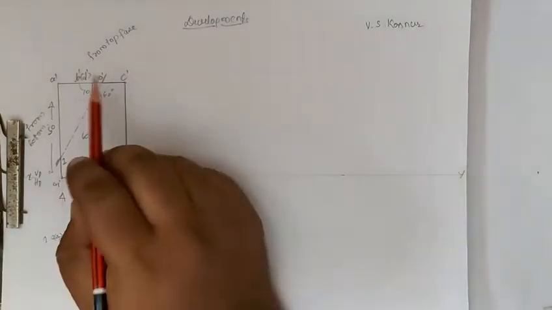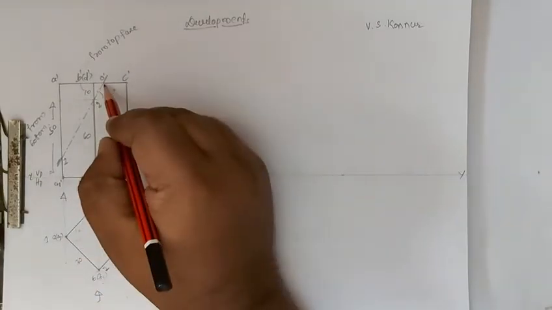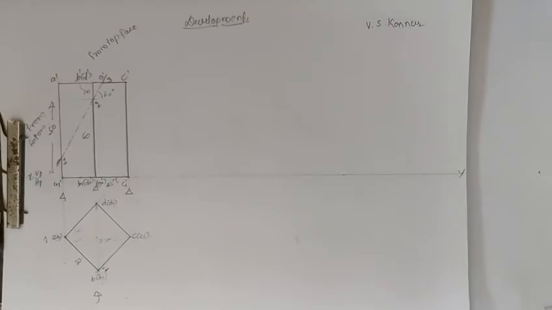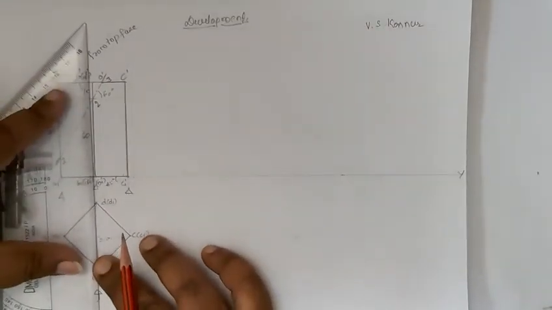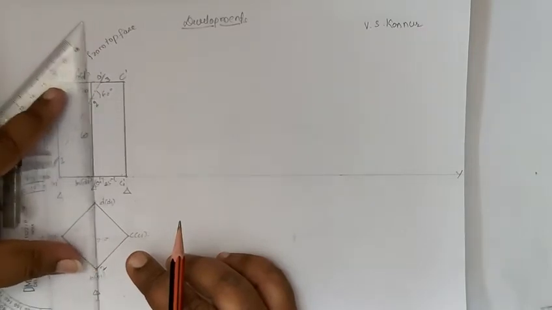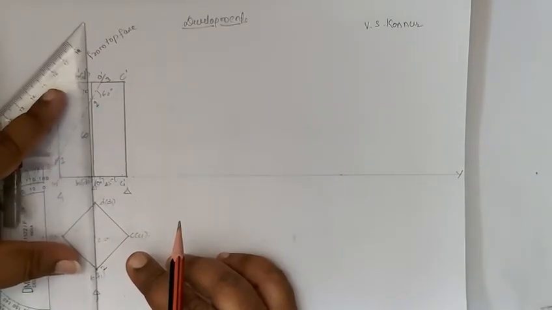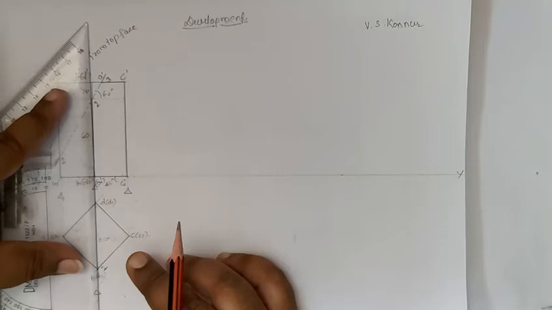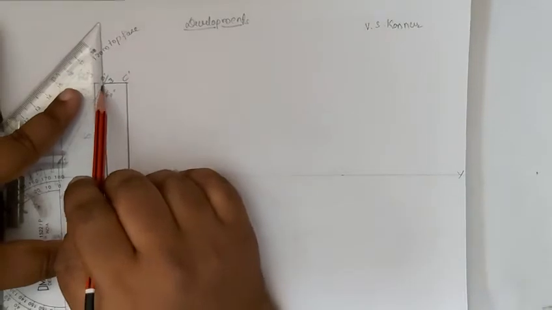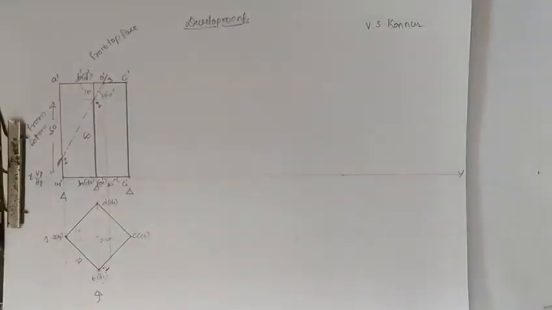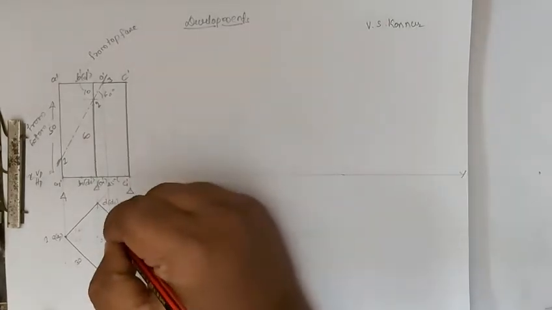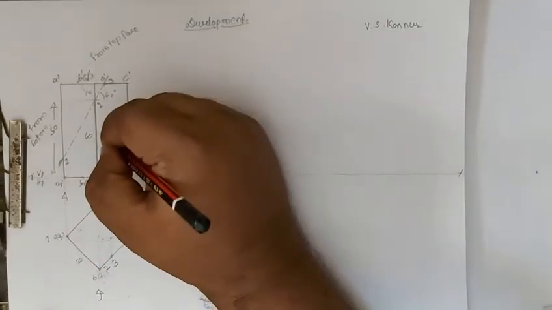B1 to C1 there is no cut. B to C there is a cut, right? B to C there is a cut. We'll call it as 3, and we'll draw a line parallel to this from the third point. Here, this point is called as 3. Give arrow mark for that.